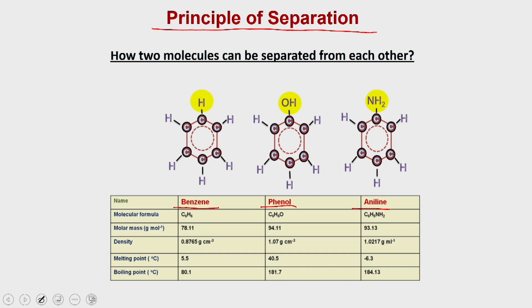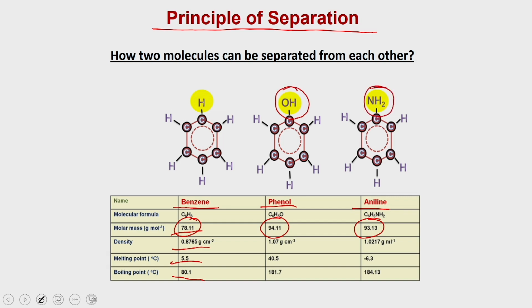For example, their mass is very different. Benzene is 78.11, phenol is 94.11 and aniline is 93. Their densities are very different, their melting points are very different, and their boiling points are also very different. Apart from that, all these 3 molecules have different functional groups attached to the core benzene ring.